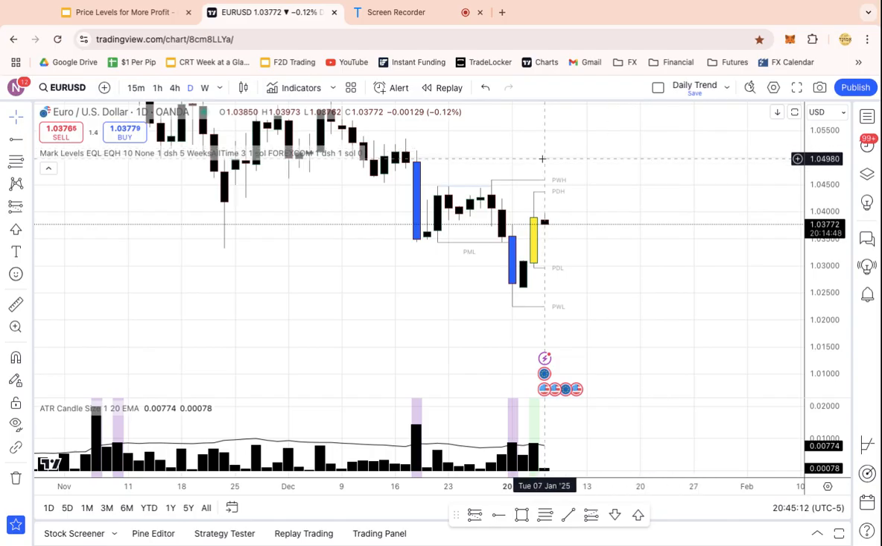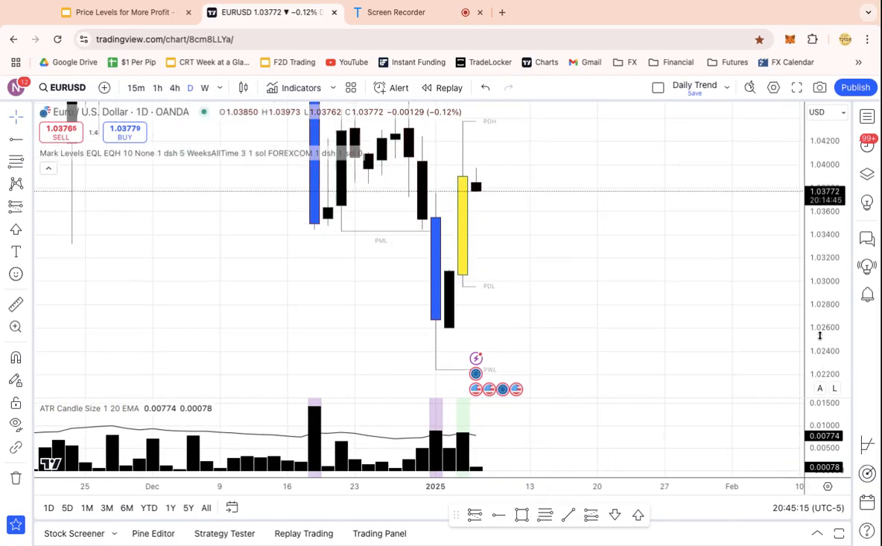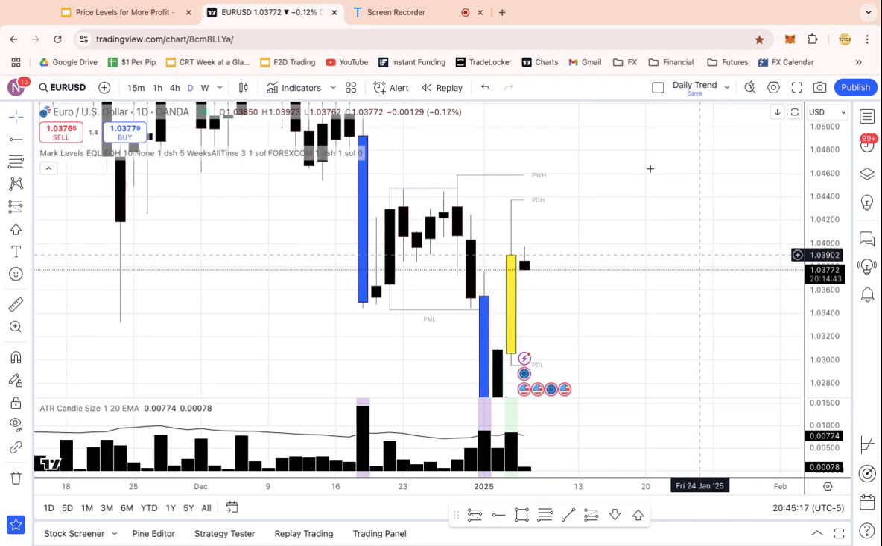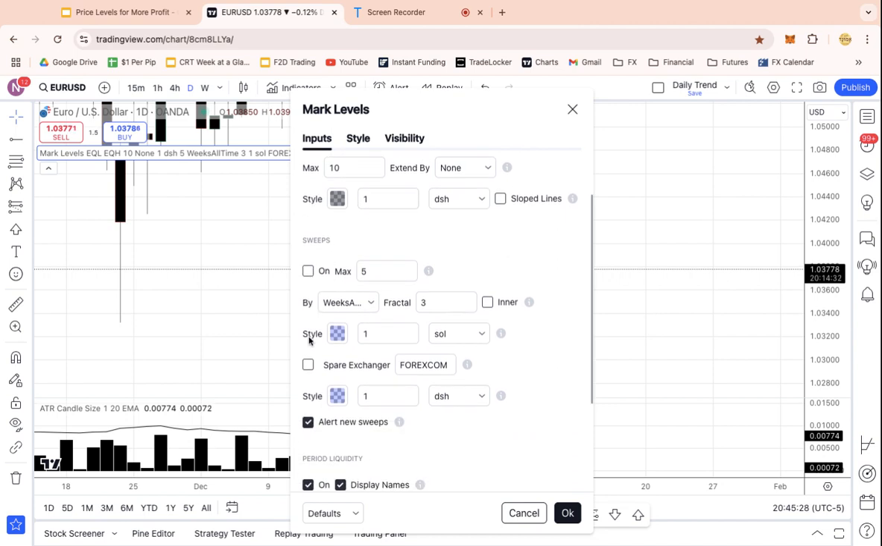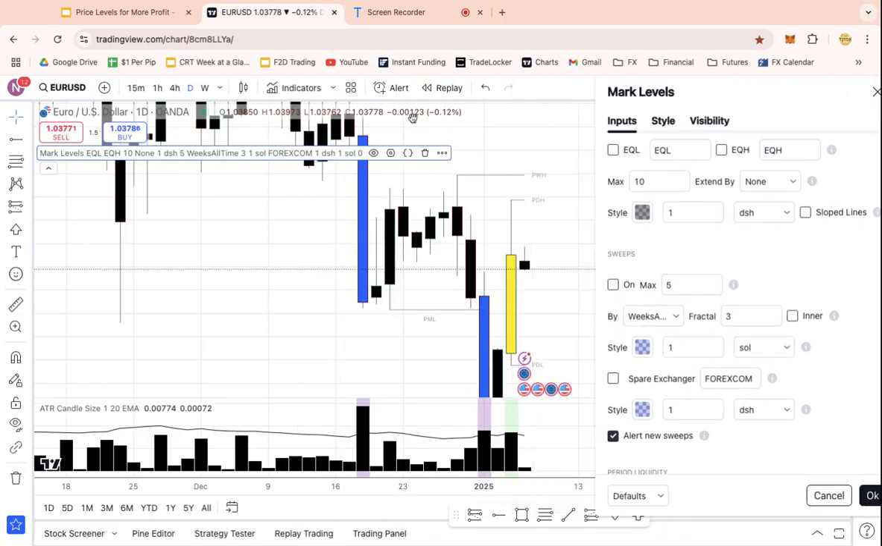Now let me zoom in a little bit and we'll make this a little bigger. And now let's see what we need to do. So we click on our gear icon here. You don't really need equal highs. You don't need equal lows. You don't need sweeps. I like to make it dark right now.